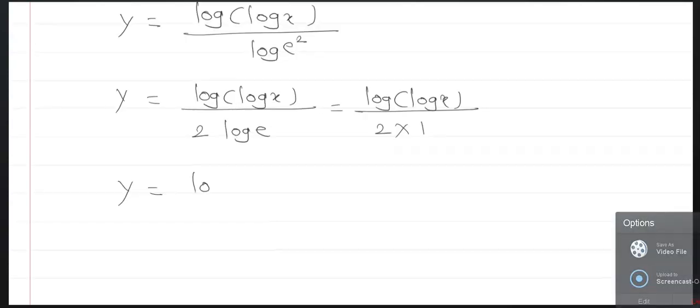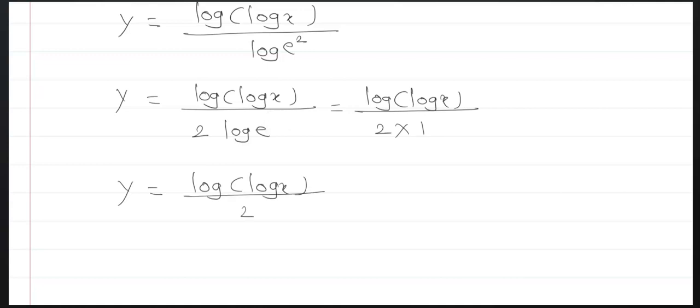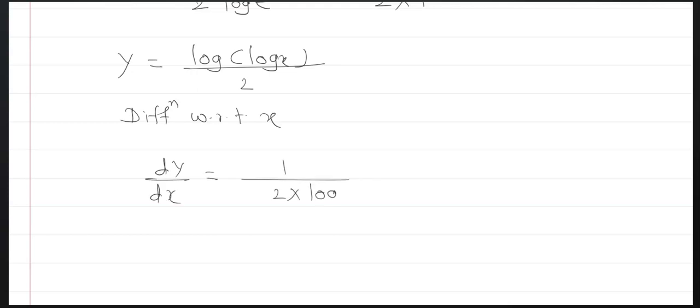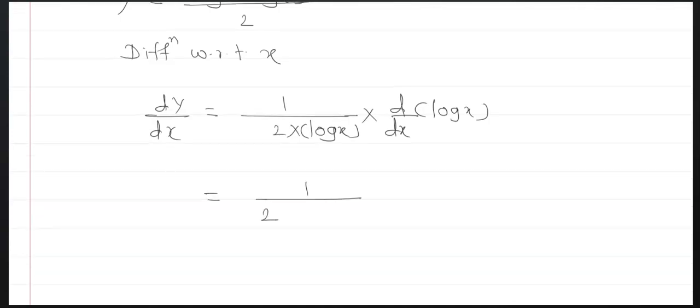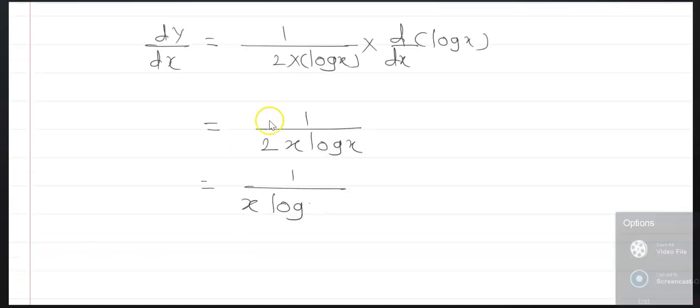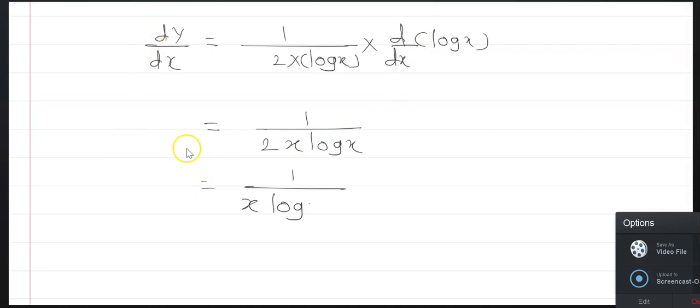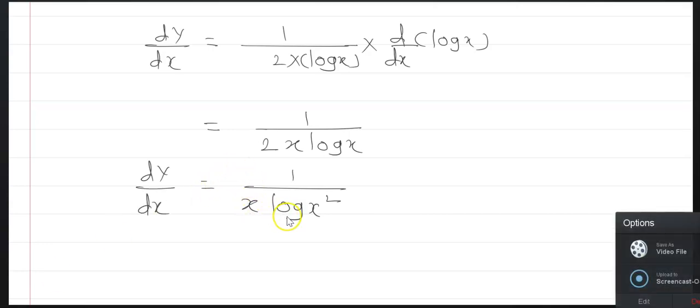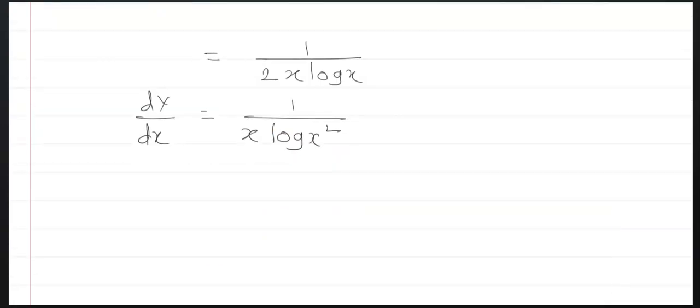Therefore y is equal to log x. Differentiate with respect to x: dy by dx is equal to 1 upon 2 times log of x into d by dx of log of x. The derivative of log of x is 1 upon x, therefore dy by dx is equal to 1 upon 2x into log of x, that is 1 upon x into log of x square. The second option is the correct one.